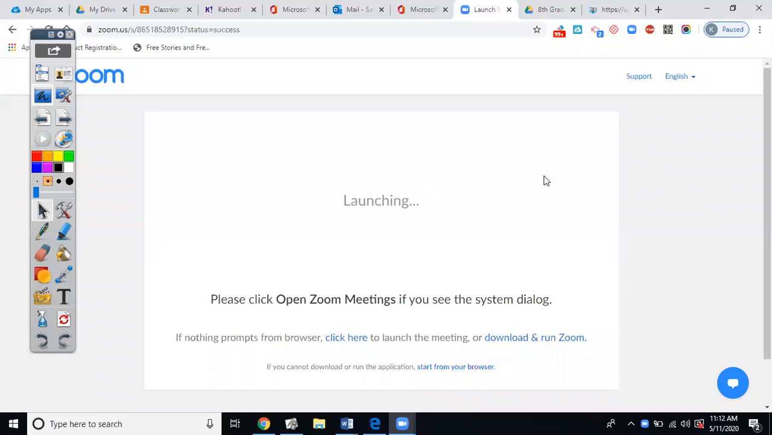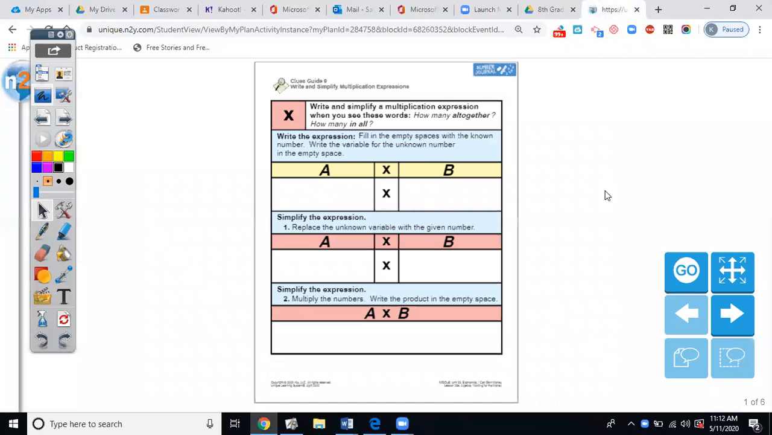Good morning, guys. Today we're going to open with a multiplication and division algebra lesson. Now, I'm just going to go ahead and go through this.